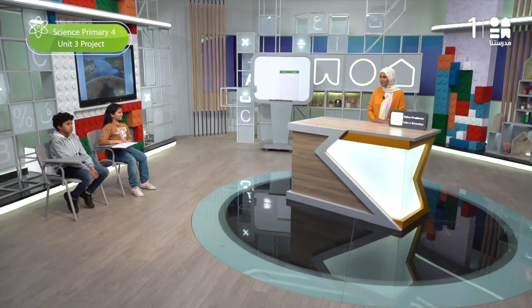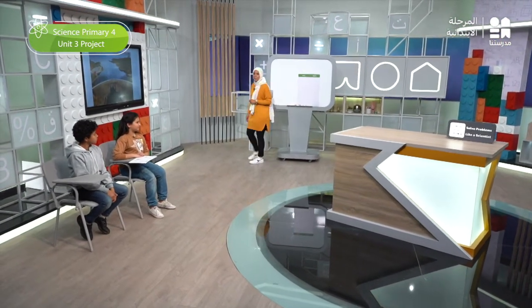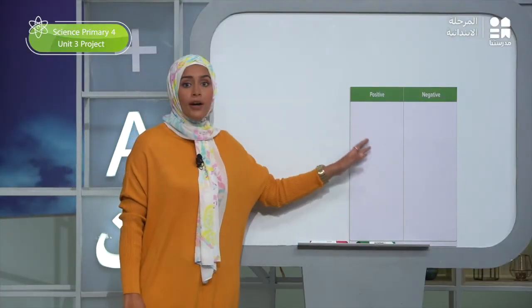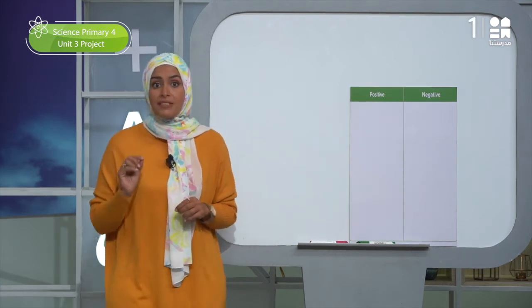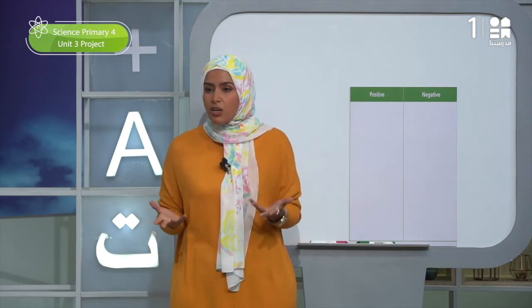Let's review together. This is how the activity looks like in the book, positive or negative. Let's review together. The first potential impact is changing fish migration routes. Do you know what is the meaning of this?